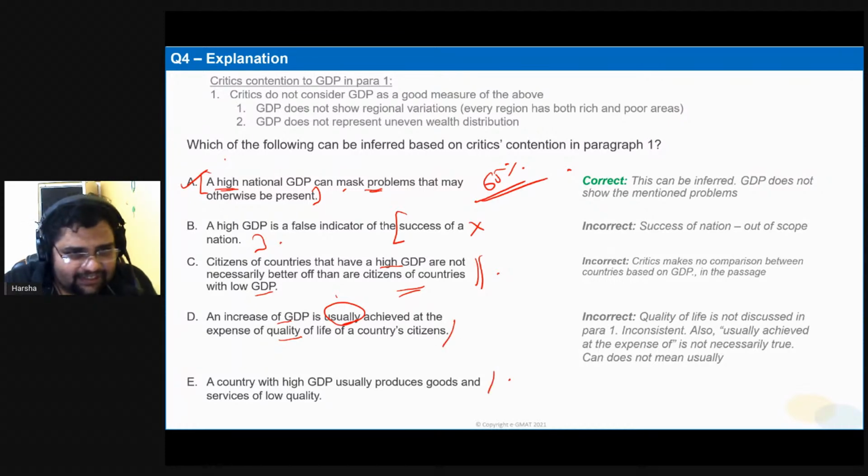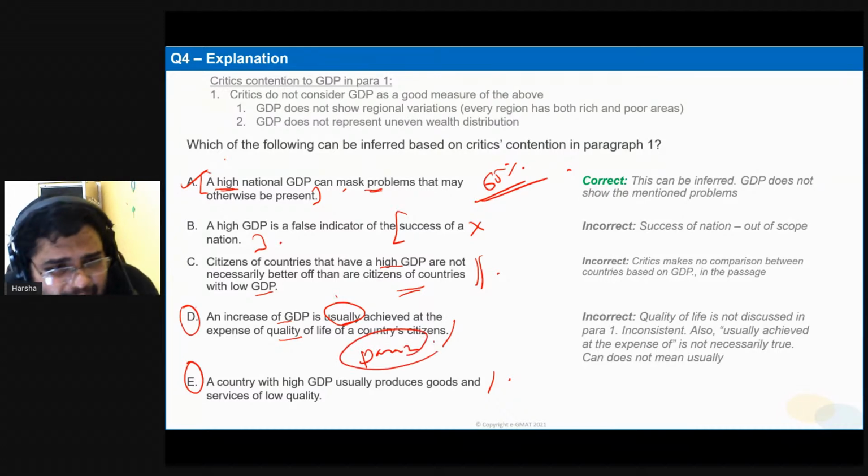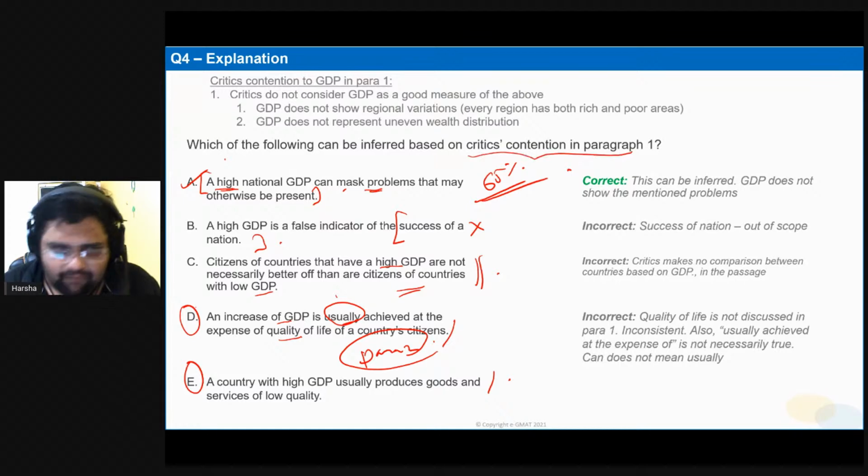If you guys noticed, both of these are entities that are discussed only in paragraph 2, in a completely different context. How many of you noticed that? How many of you noticed this when you were solving this question? Hey, the question is asking me about what is the critic's contention in paragraph 1. Option D and option E are talking about things that the author brings in only in paragraph 2. How many of you noticed this?